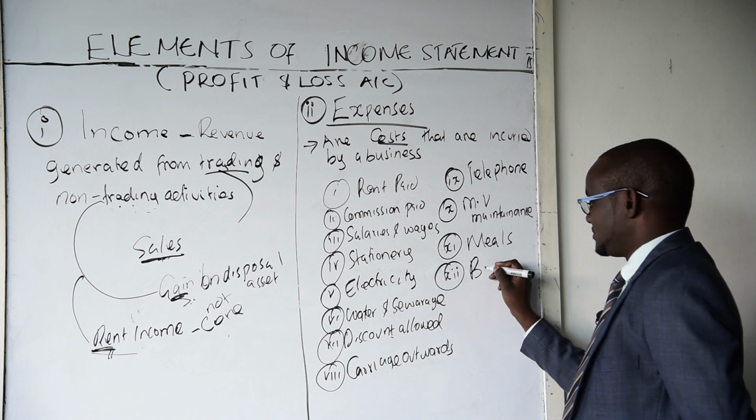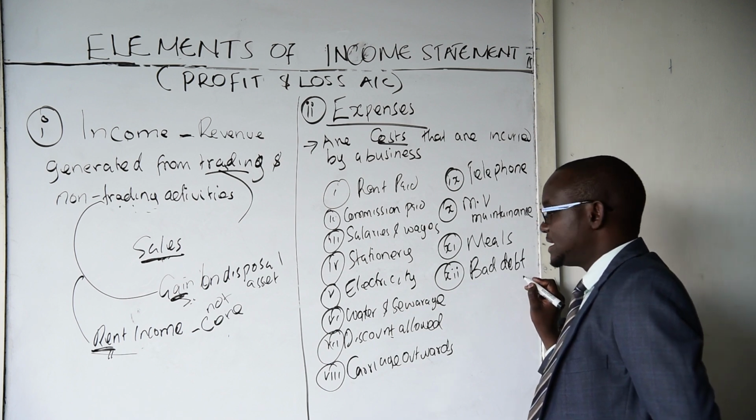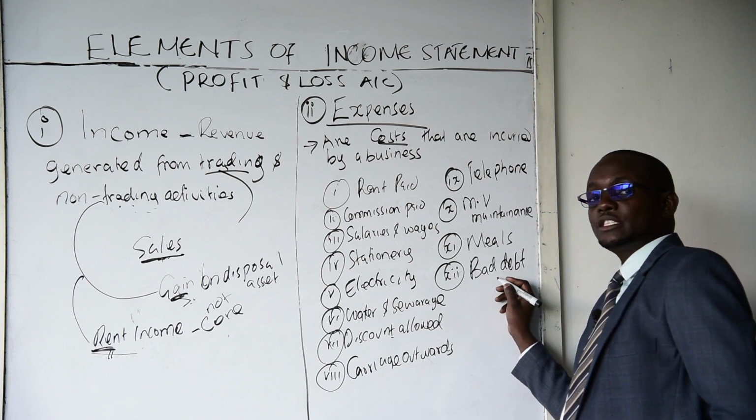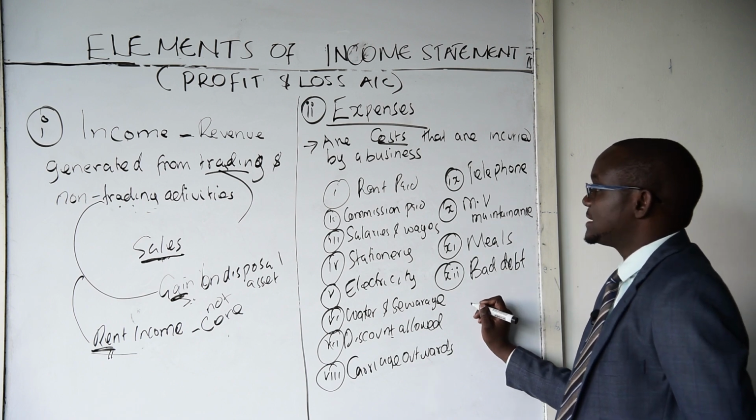Some other expense is bad debts. When you have sold goods to customers on credit and the debt is not recoverable, it is called bad debt. And that is counted as an expense to the business.